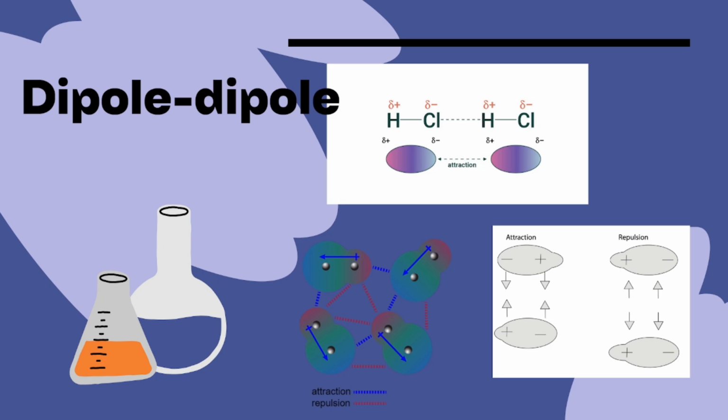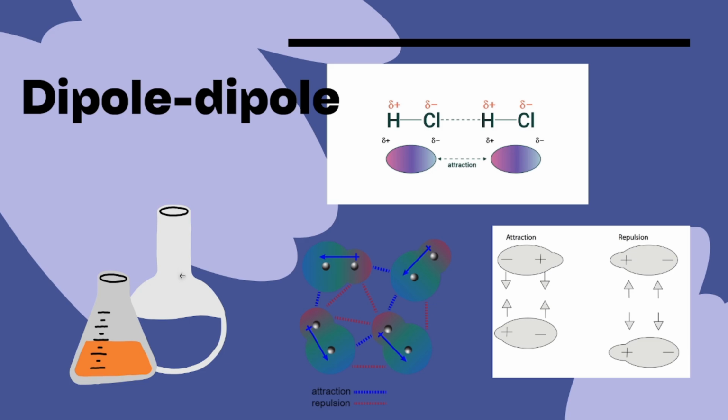Dipole-dipole is the strongest type of intermolecular force. This type of attraction occurs between partially charged or polar molecules where the electrons are generally static. This doesn't mean they don't move, but when they do move, they maintain the electronegativity in one area of the molecule. A great example of dipole-dipole attraction is hydrogen chloride, as you can see in this diagram up here.